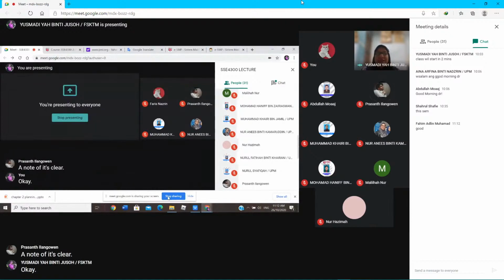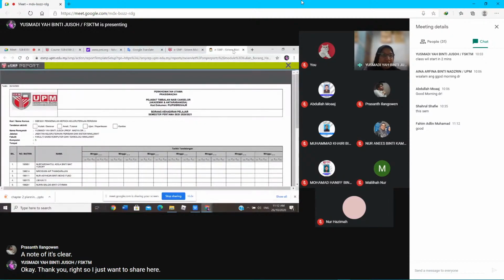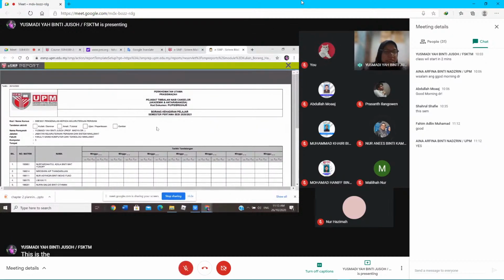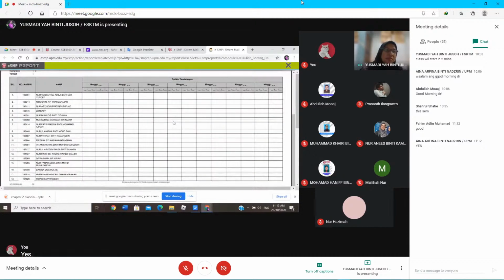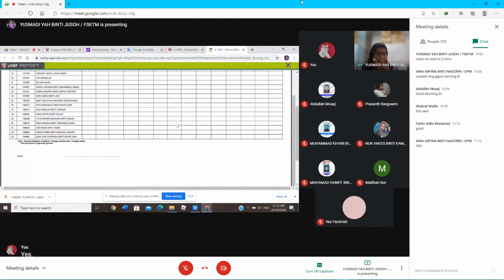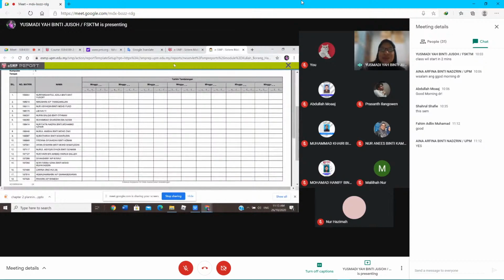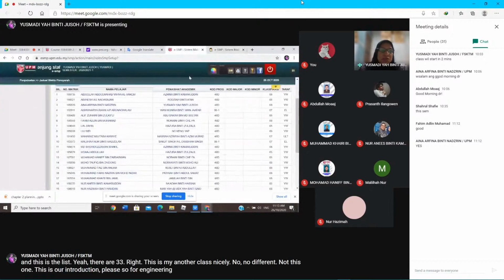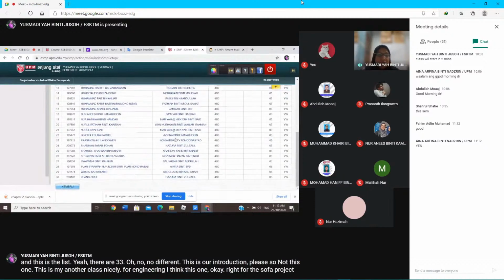Okay, thank you. I just want to share here. You can see the SMP, the ESMP. This is the form I downloaded from the SMP, and this is the list of 33. No, not this one. This is my other class, introduction to software engineering. I think this one. For software project management, I have the T30.